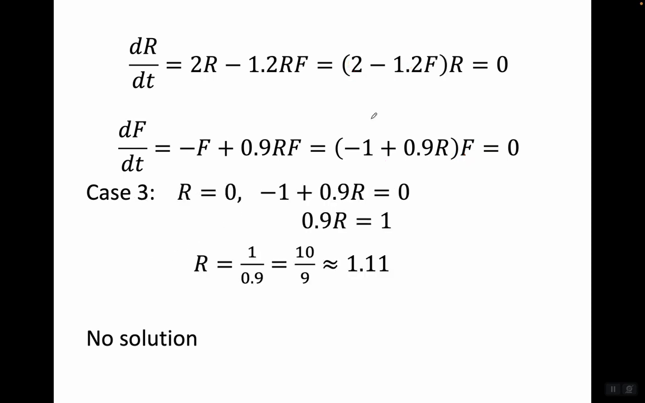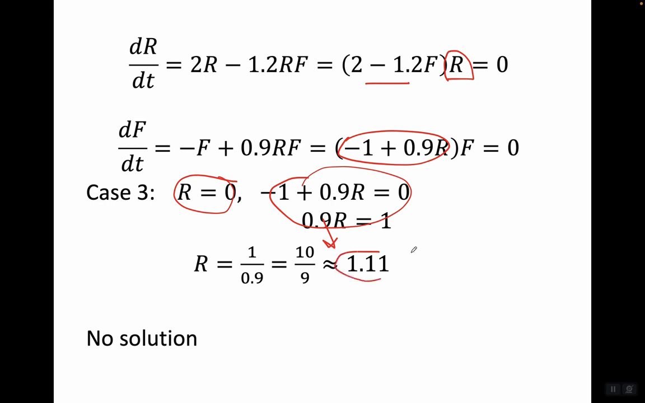Case 3, okay, so we've already dealt with these two cases where this is 0. How about case 3 where this is 0, where r is 0, and negative 1 plus 0.9r equals 0. Okay, we've seen before that this leads to r equals 1.11. Yeah, that's not going to work. You can't have r equals 0 and r equals 1.11. So again, no solution.